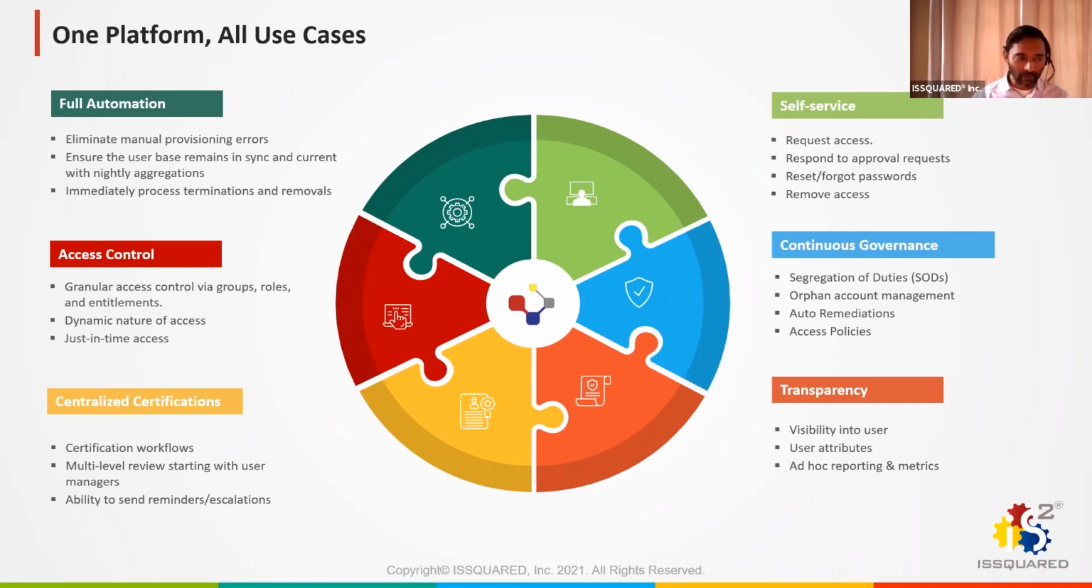So you should have full automation, you should have transparency, you should have good governance, you should have self-service, you should have centralized recertifications, you should have full access control. If you can pick all these aspects, put processes and policies around these, and then put a tool that can manage it, then you have a very good access governance, and you will make your business really happy. Next slide.